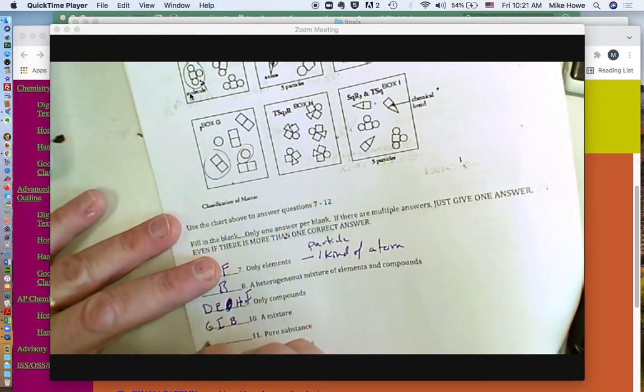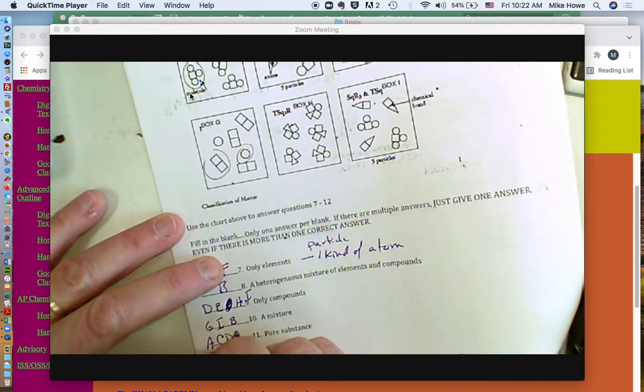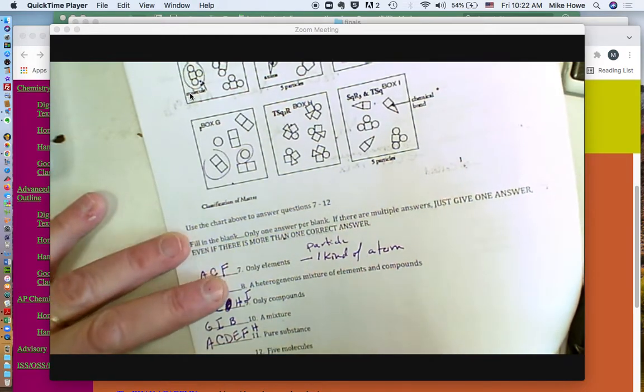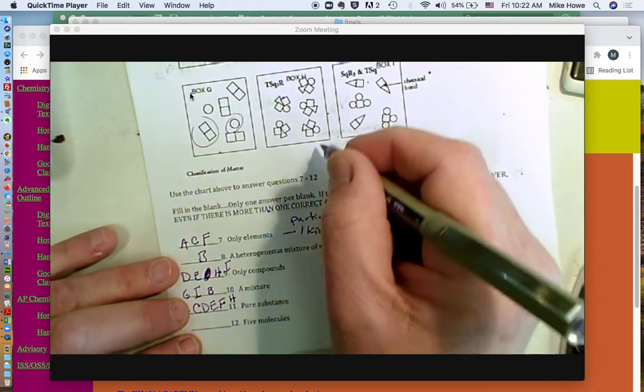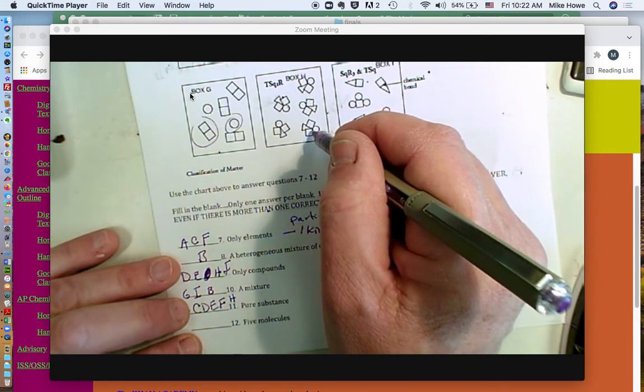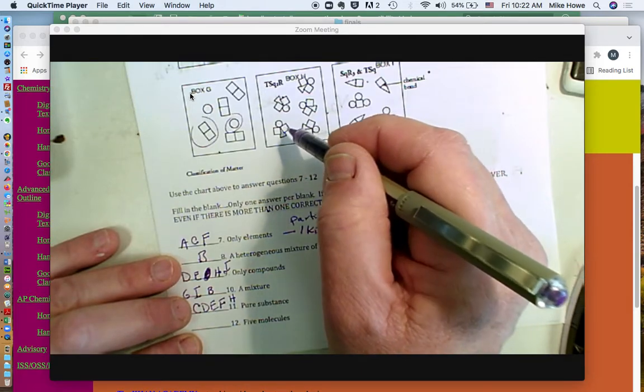So you could have said A, C, D, E, F, H. Any of those would have been fine. And then 5 molecules, you're looking to, molecules are groups of atoms that are chemically bonded, and they can either be elements or compounds, but they have to be chemically bonded.